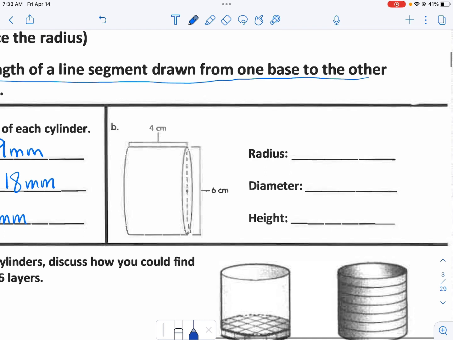Over here, if you're looking at this, it gives it from one end of the circle to the other end of the circle. So that means that that's the diameter. Radius would be half of that. Now, even though this is on its side, this would be the base here and the base here. So the distance between those two is 4 centimeters.